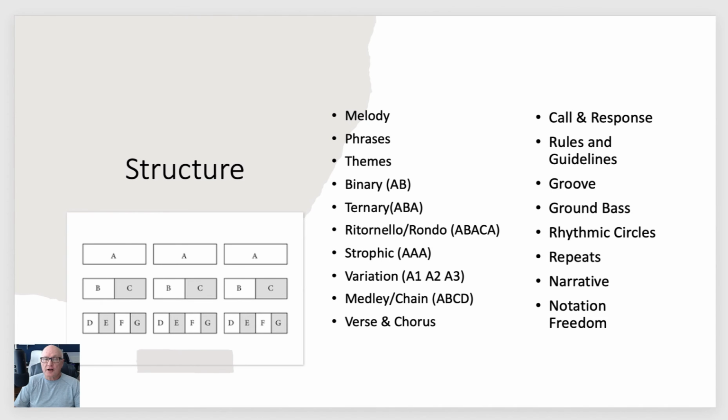And lastly, he'll talk about musical structure. Things called melody and phrases and themes and forms that we label binary, for instance, and ternary. These are combinations of musical ideas that are kind of chained together in different combinations that form most of the music on the planet. And we see this throughout all cultures. So he'll go over all of those.